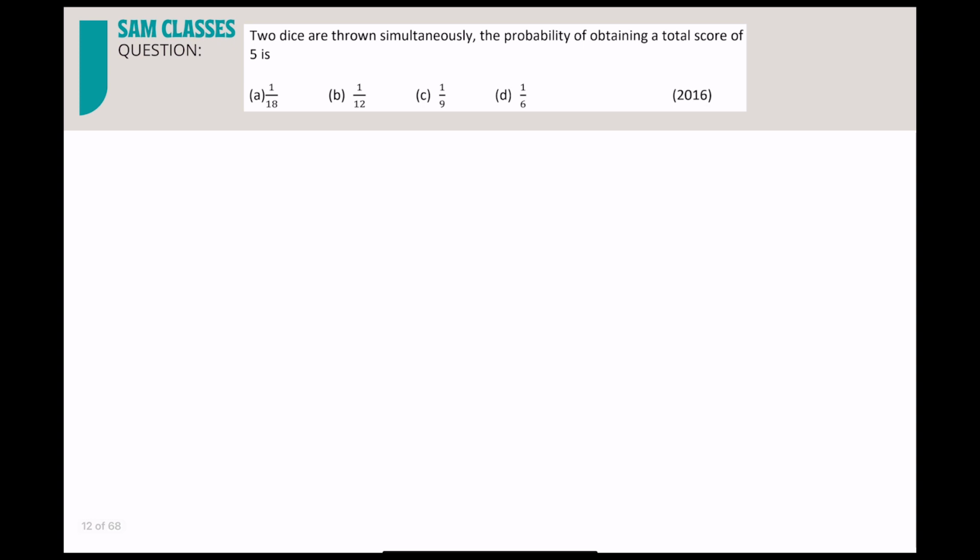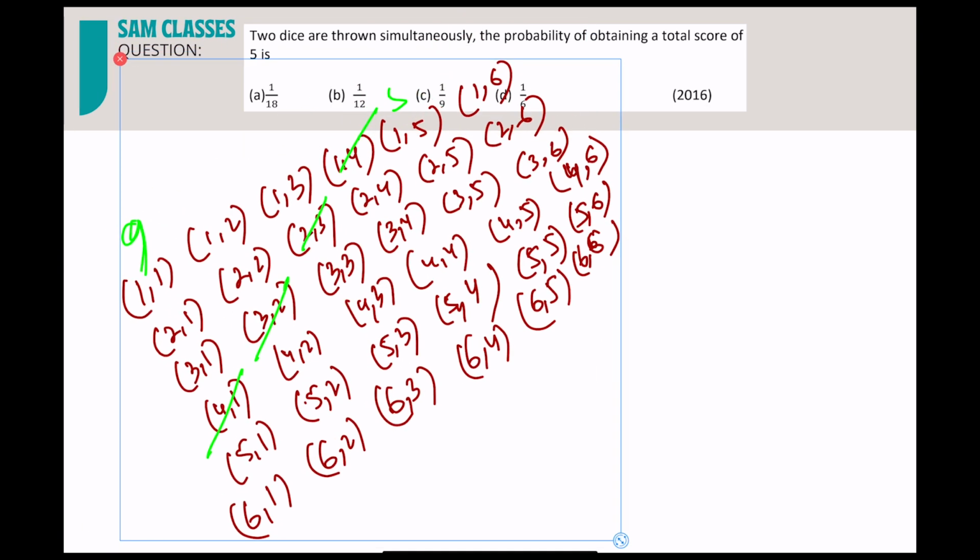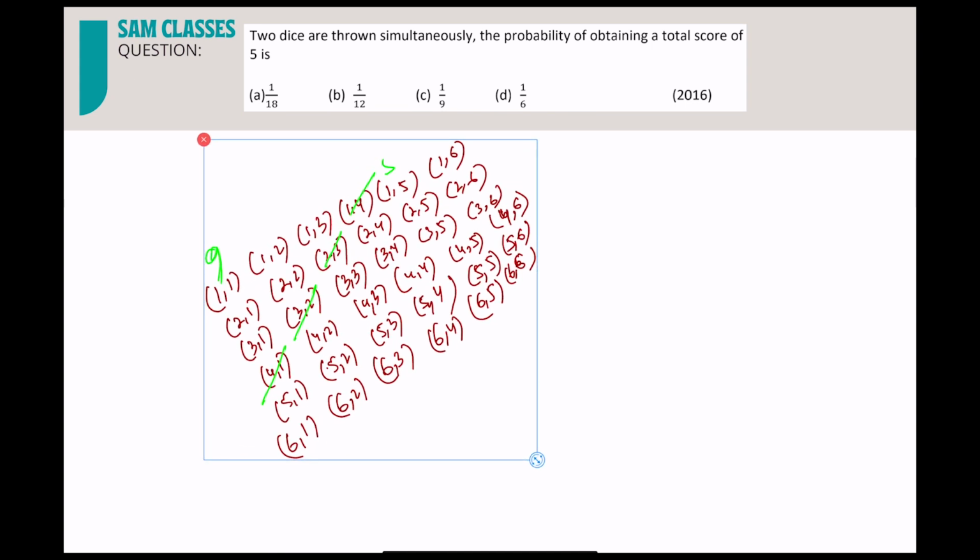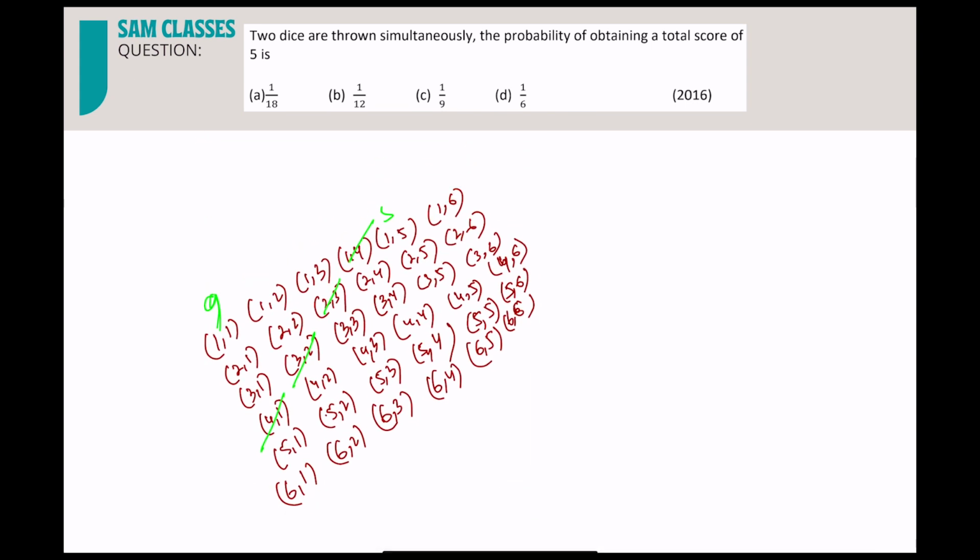2 dice are thrown simultaneously, probability of obtaining a total score of 5. Very simple. Again, I'll paste the same thing. Score of 5, when we get 4 values, correct. We already know 4 values. So we can directly put 1 by 9, already done. So 4 by 36. Anybody any doubt?